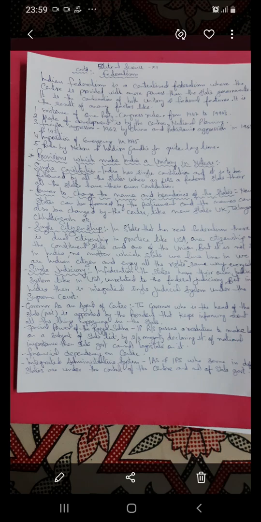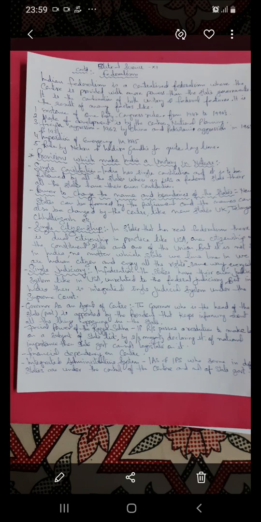Then governor, who is appointed in the states by the president, and the president is from central government. So governor is an agent of the center, and he is appointed by the president of India, and he keeps on informing all the administrative activities going on in the state.